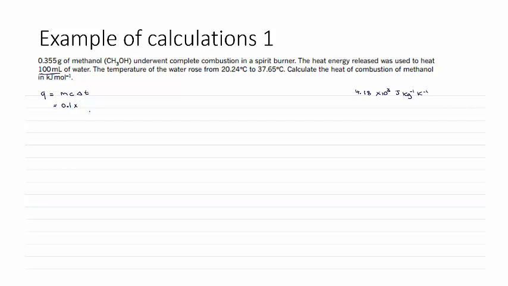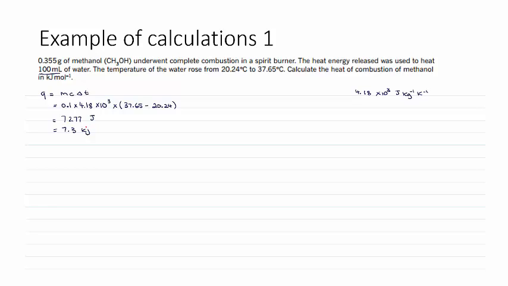The specific heat of water I've just written over there. And the temperature change is going to be 37.65 minus 20.25. Okay, putting that into a calculator, we get 7,277 joules, which works out to be 7.3 kilojoules.